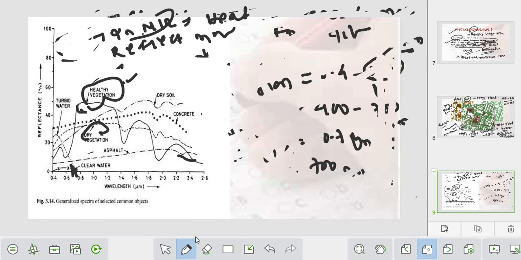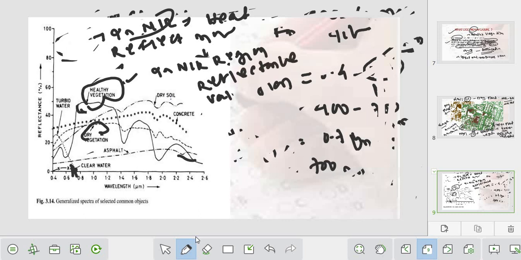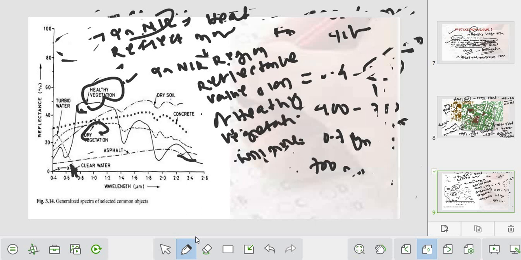That means in the NIR region, the reflectance value of healthy vegetation will be more than the dry part, okay, same much. Now comes to this part.